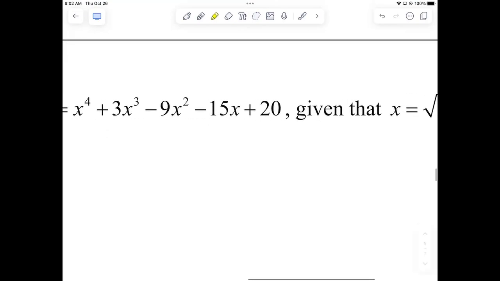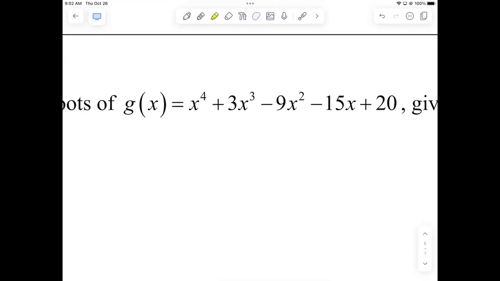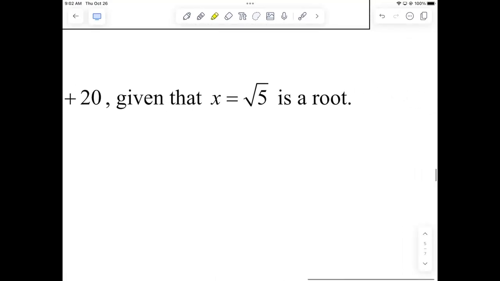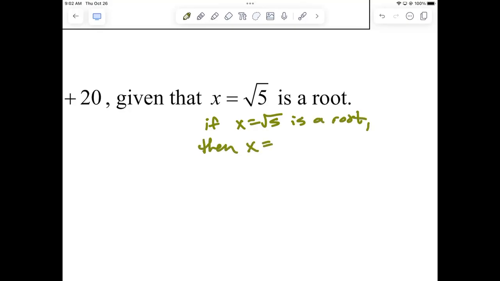Okay, so they're giving me square root of 5 as a root. But because this is a polynomial and all my coefficients are integers, do I know another root as well automatically without them even telling me? Yeah, good. Negative square root of 5. Because the theorem says if x equals the square root of 5 is a root, then x equals negative square root of 5 is too.